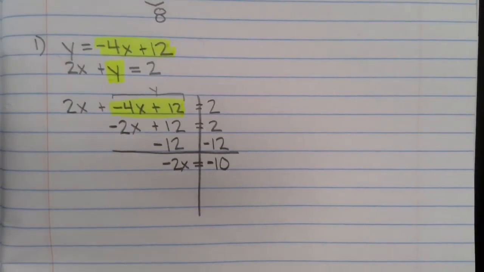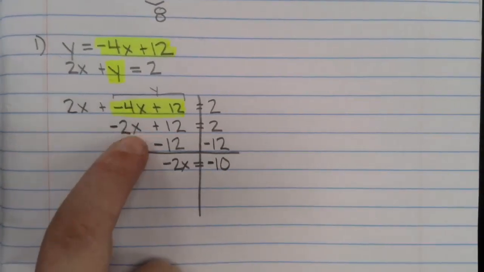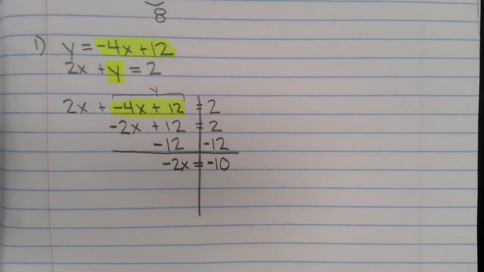What part are you confused on? That's 2x plus negative 4x. That was our next step. We did 2x plus negative 4x. What did we get? 2x plus negative 4x was negative 2x. You missed that part.